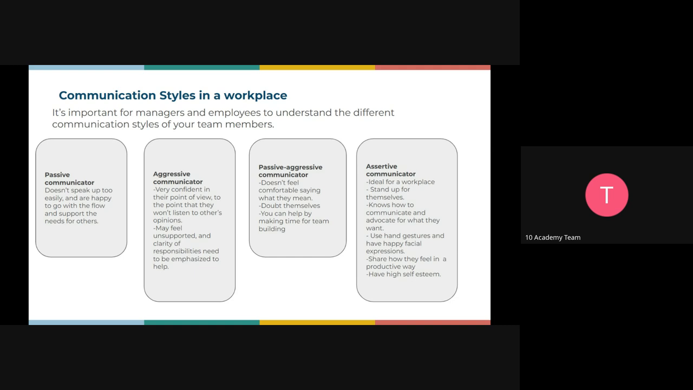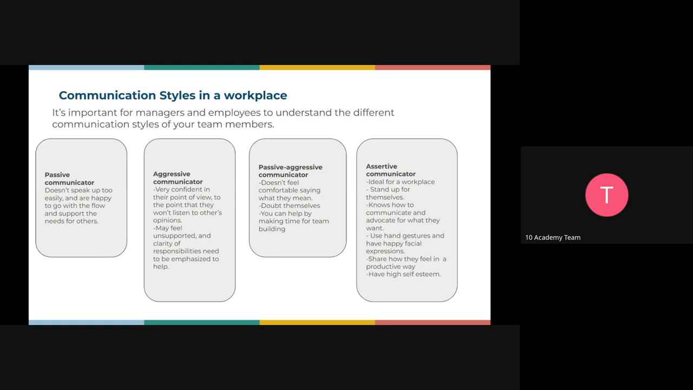And then we have the assertive communicator, which is the ideal type of communication style that you need to have in a workplace. It includes some bits of a passive aggressive or mix. So being very confident in their point of view, standing with your own ideas and expressing why you feel that your idea is great, and you know how to communicate not just for yourself but also for the members of your team. They're always very confident and have high self-esteem, and they also listen to other people's opinions.